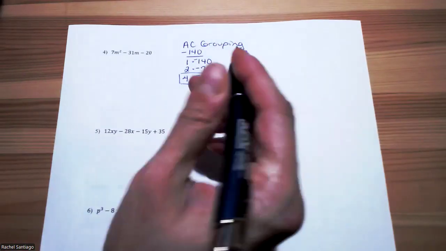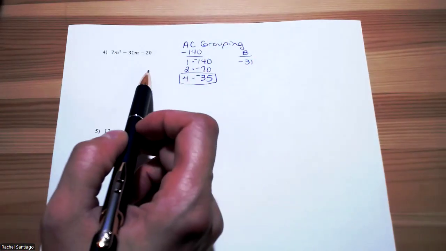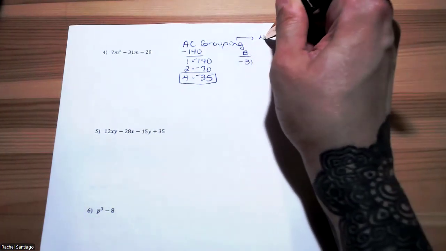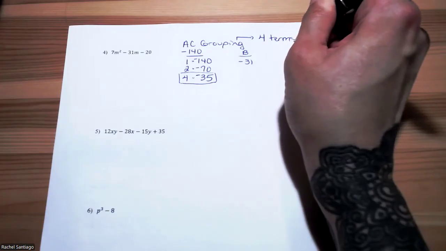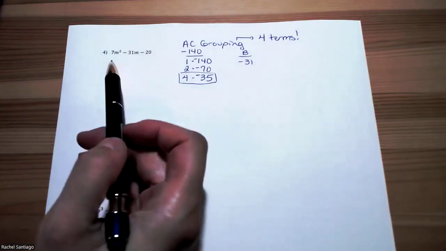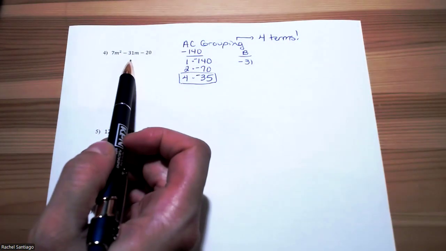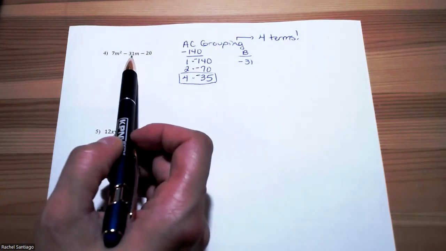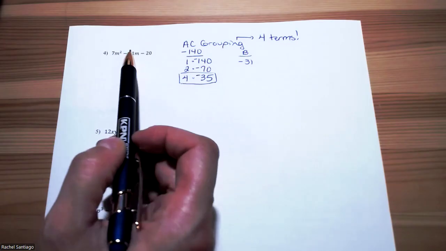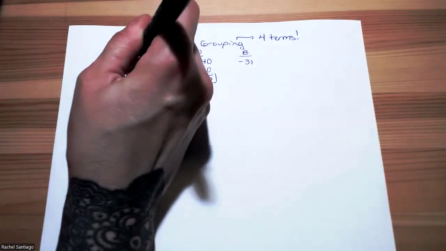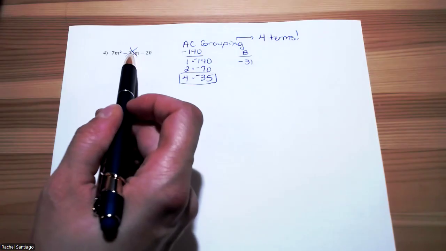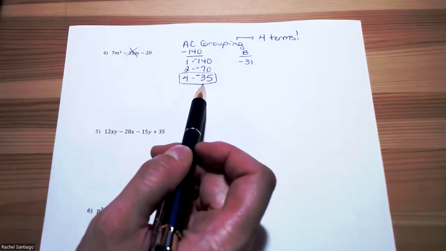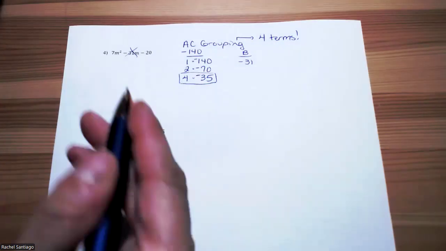Now, this is different from trial and error. When you group, you need to have 4 terms. But I only have 3. So consider the fact that 4 minus 35 is negative 31. That was the whole point, right? So what we're going to do is drop this term and replace it, keeping the m, with these 2 factors. So this is what it would look like.